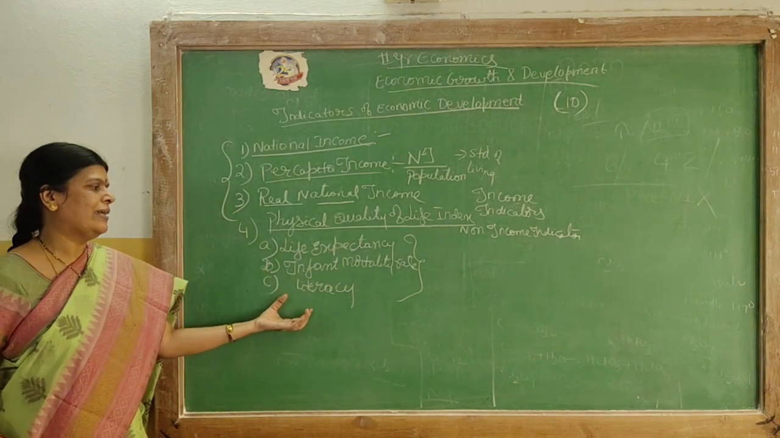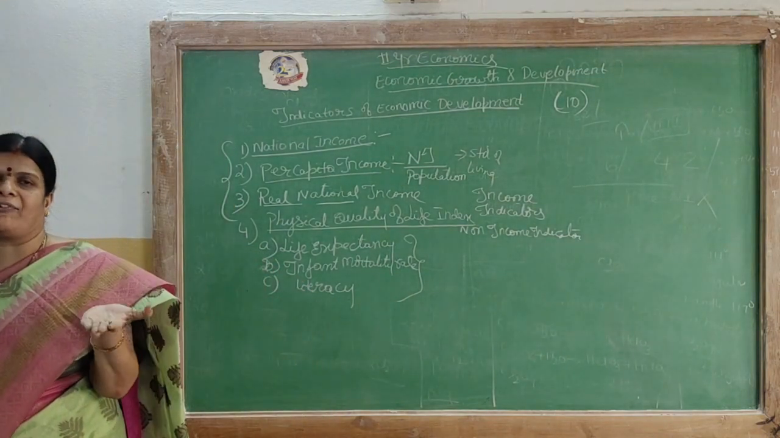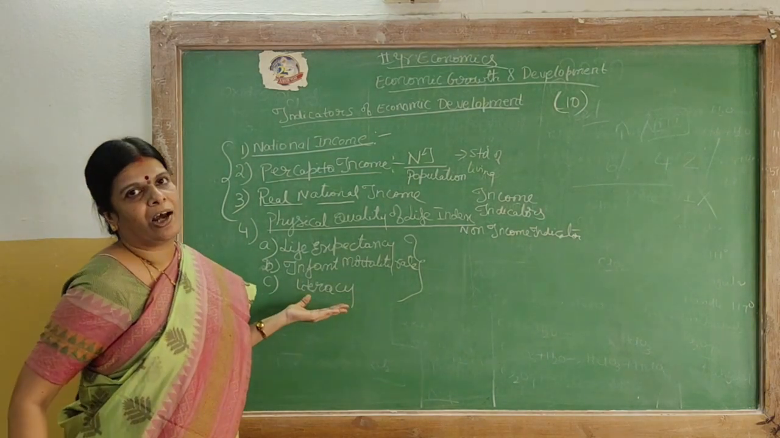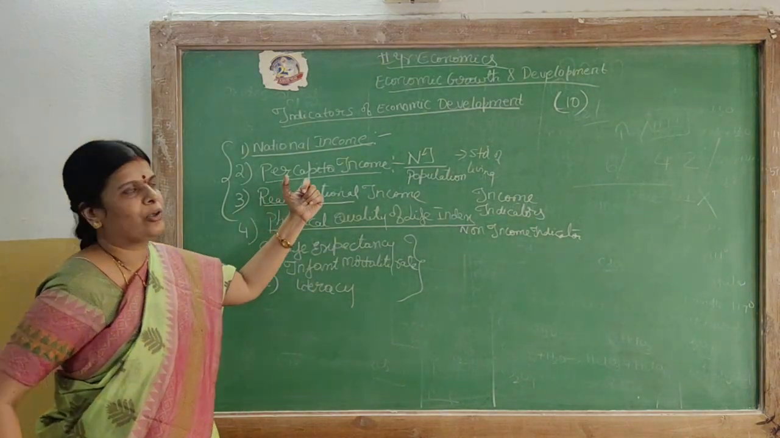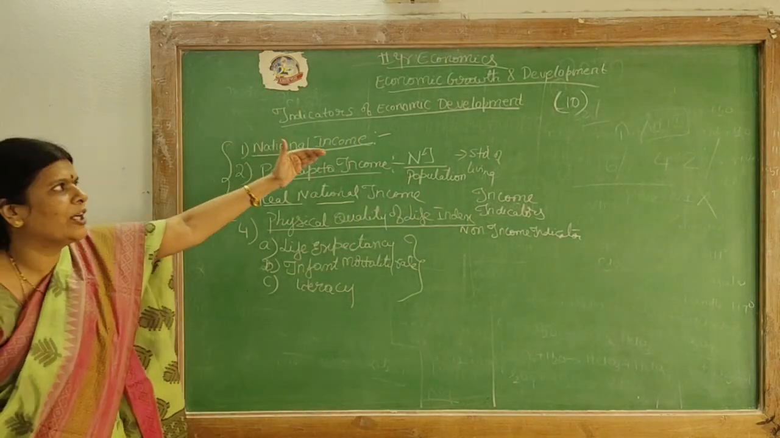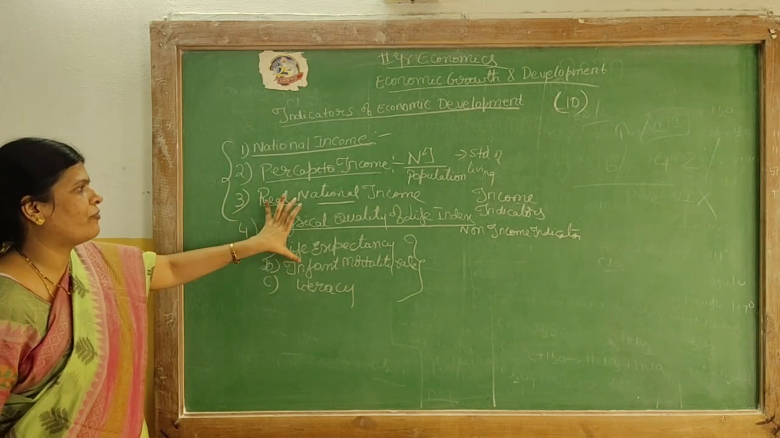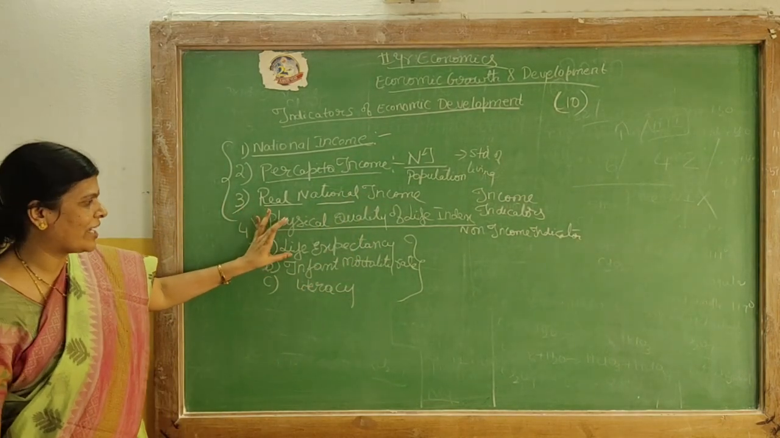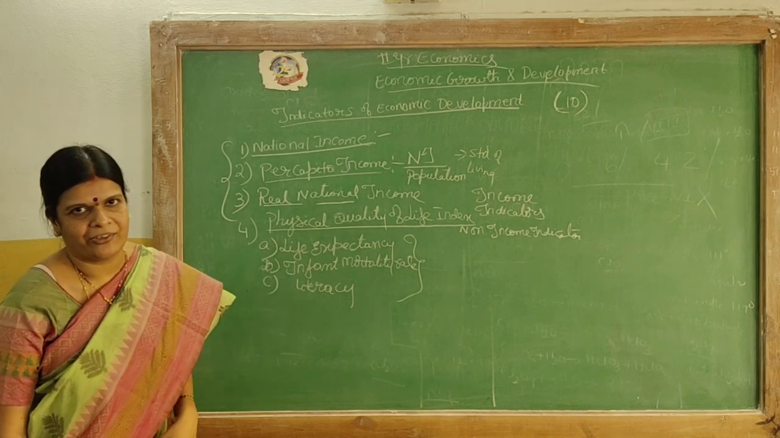Next one is literacy. We should increase the literacy rate. What is literacy? Education. In India, most of the people are still uneducated. If there is no proper education, we cannot contribute towards economic development. So what are the three measures of physical quality of life? First is life expectancy, second is infant mortality rate, and third is literacy.